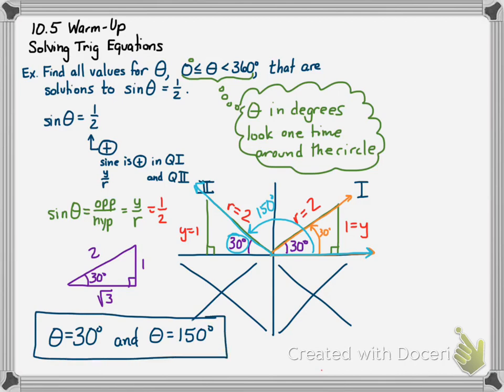Okay, so what we've just done is we have solved the equation sine of theta equals 1/2, and we found that theta equals 30 degrees and theta can be equal to 150 degrees. If you want to, you can check that in your calculator. If you have your calculator in degree mode and you type in sine of 30 degrees, the output should be 1/2. And if you have theta equals 150 and you type in sine of 150 degrees, your output should also be 1/2.